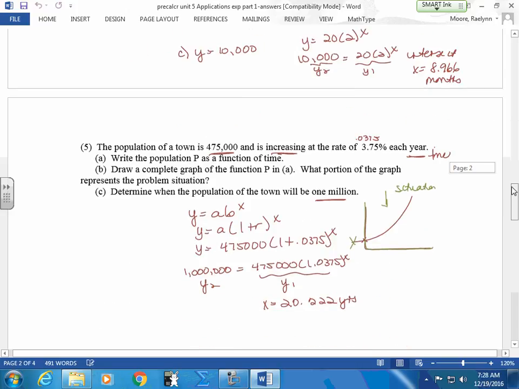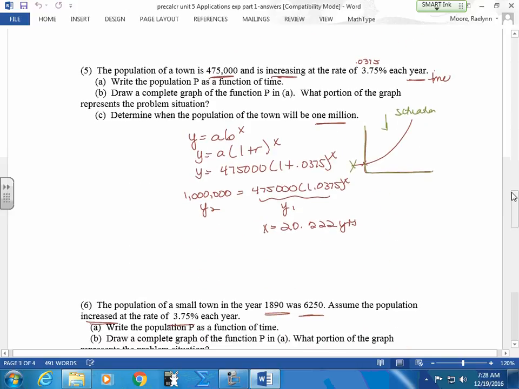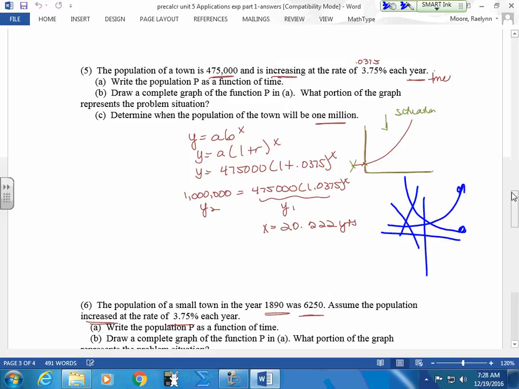This one isn't decreasing, our town is growing, our population is growing. So remember, they all follow the same pattern, either they're going to go this way for an increase, or they're going to go this way for a decrease. And our situational one is always going to be quadrant 1. So you always have to have a starting point. Where are you starting from? That's your intercept.